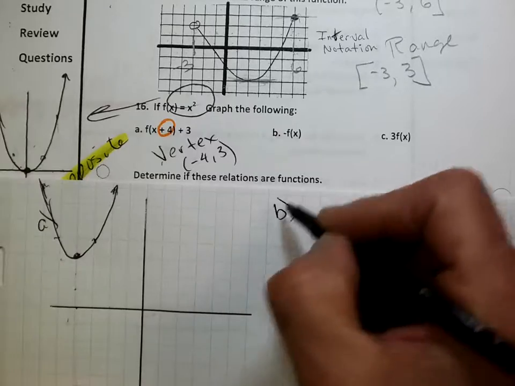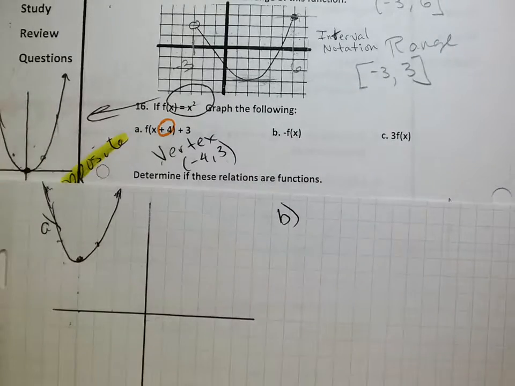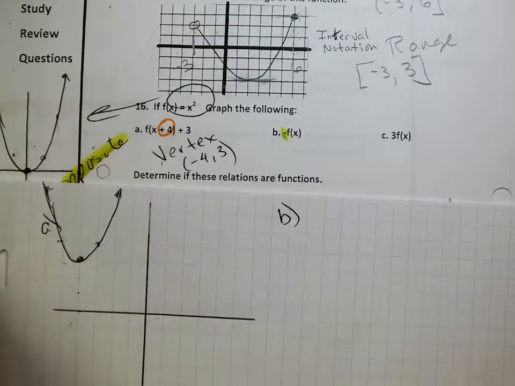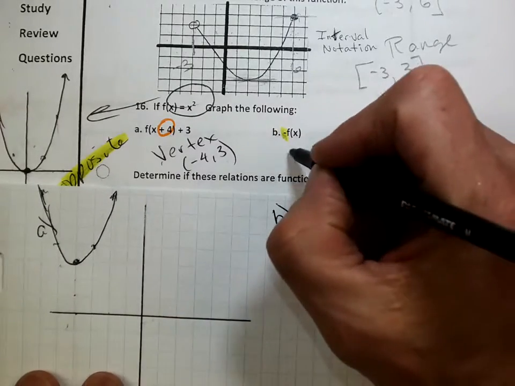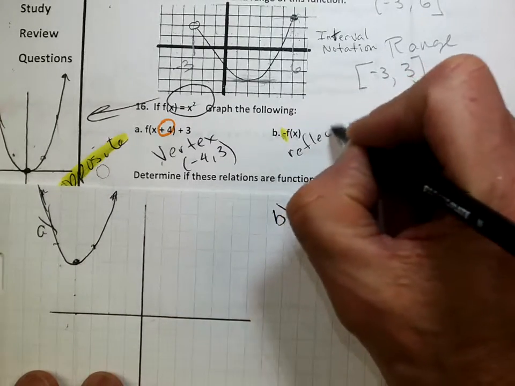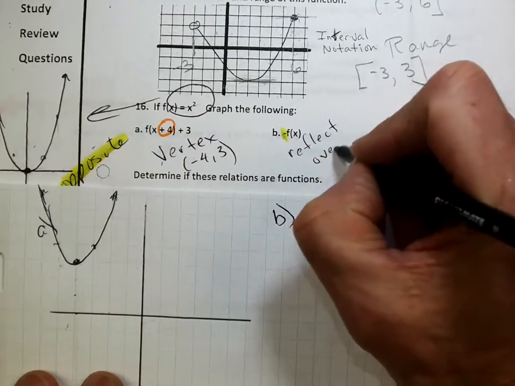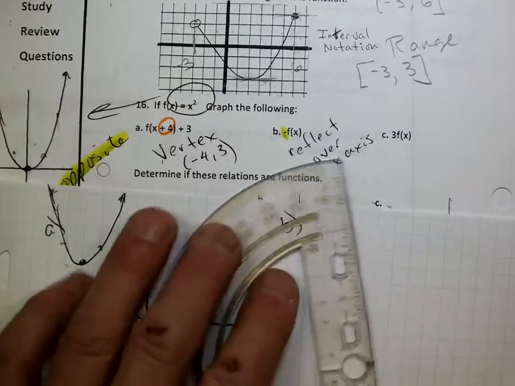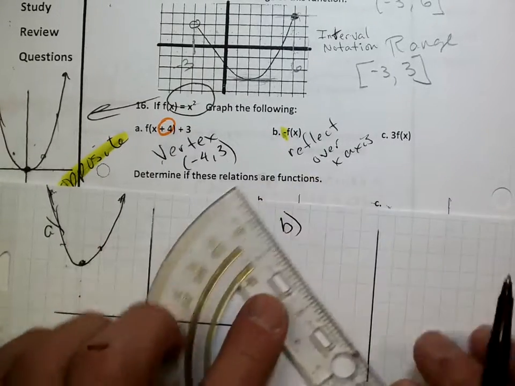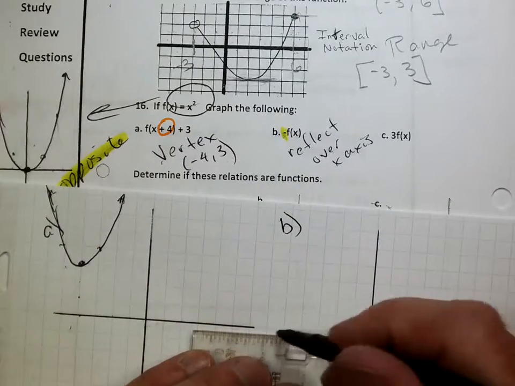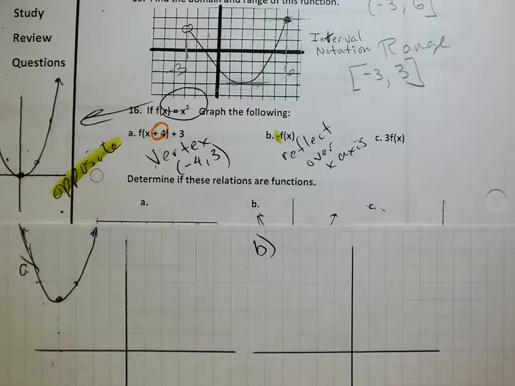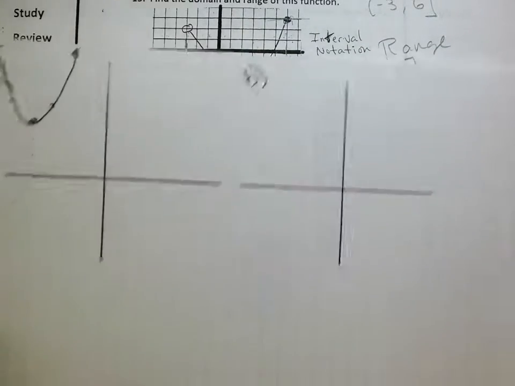So to do B, we're just going to take our parent function and make it upside down. So we're going to reflect it over the x-axis, okay? Like that. So we're going to go ahead and draw it in like this.